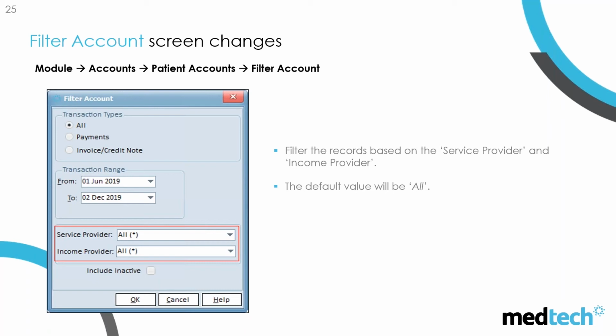As you can see, the default value in service provider and income provider is already selected as all, and you can then click down and pick the one provider that you want to filter the accounts on. Again, they're still in the same location under module accounts, patient accounts, filter accounts.